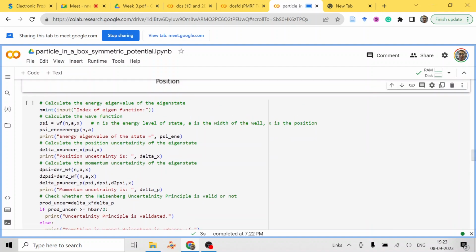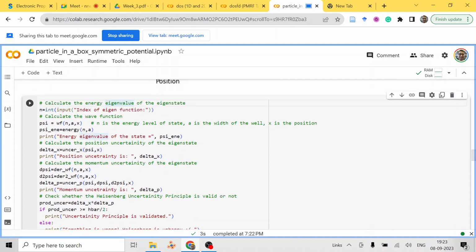Now in the next part, what we have to calculate is the energy eigenvalues. So again we are inputting the index of the eigenfunction, then we are calculating our wave function, whatever our wave function is, and the way to calculate the energy of the eigenfunction we can calculate here. That is just n comma a, and then we are printing our energy value.